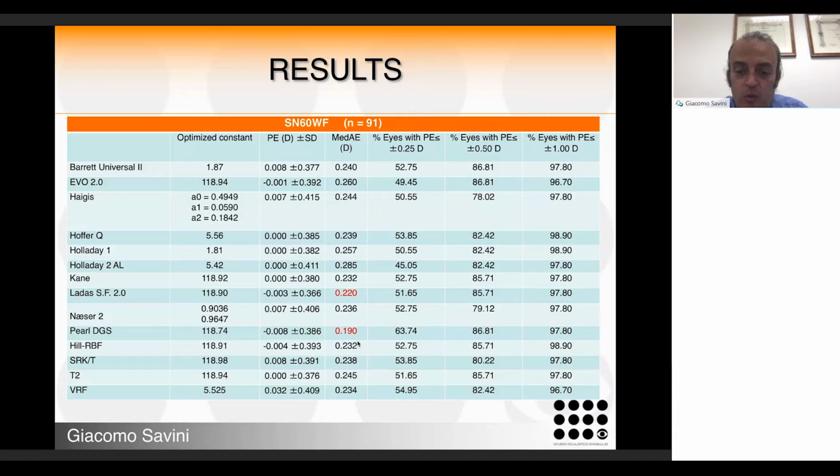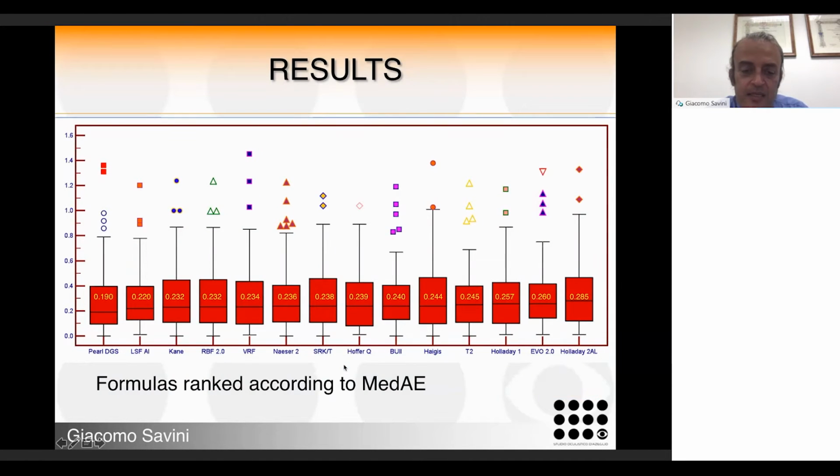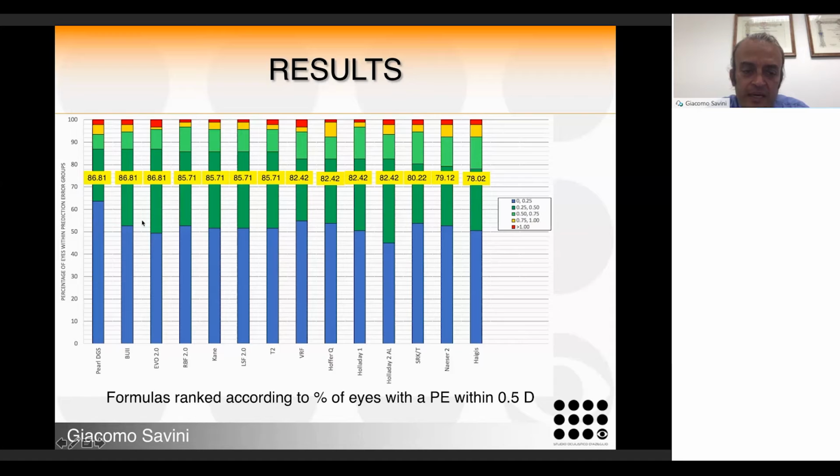And the median absolute error with the best formulas was around 0.2 diopters, but all formulas had excellent outcomes. And these are the results with the Barrett, LSF, Kane super formulas around 0.2, but even the worst one had excellent outcomes. Again, with the best formulas around 85–86% of eyes within half a diopter, and even the worst, the traditional ones, Hoffer-Q, Holladay 1, Holladay 2, around 82%. So all these formulas behaved better than all the formulas of the Melles study with the IOL Master.